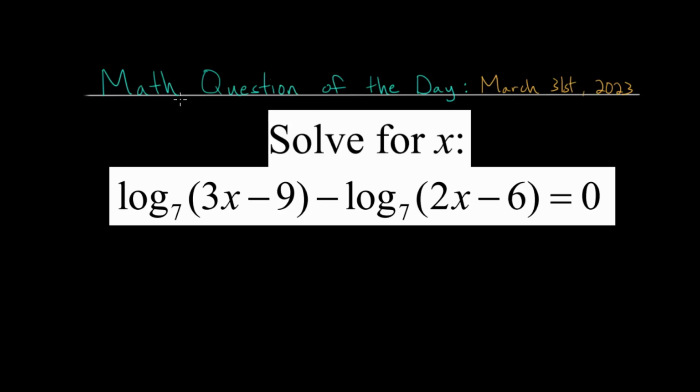In this video, I'd like to talk about the math question of the day for March 31st, 2023. And with this equation here, we need to solve for the variable x. We have two logarithmic expressions. One is subtracted from the other, and all of this is equal to 0.